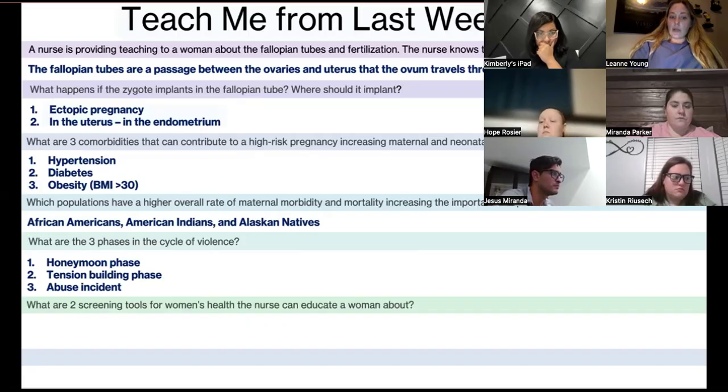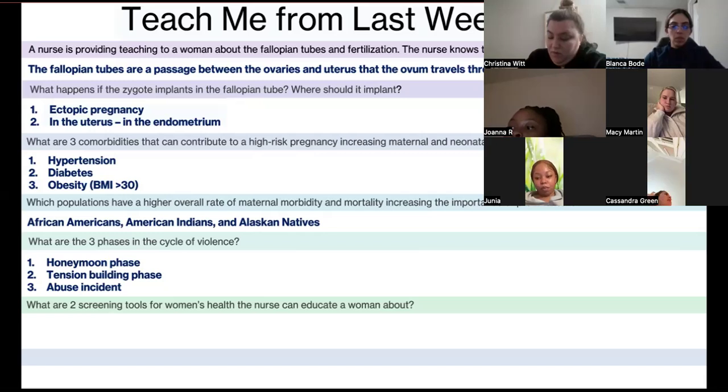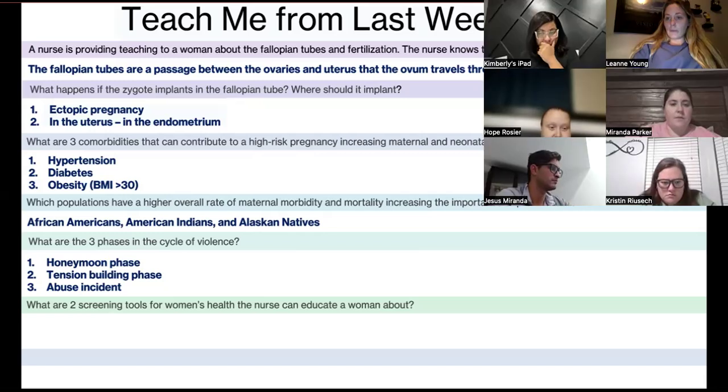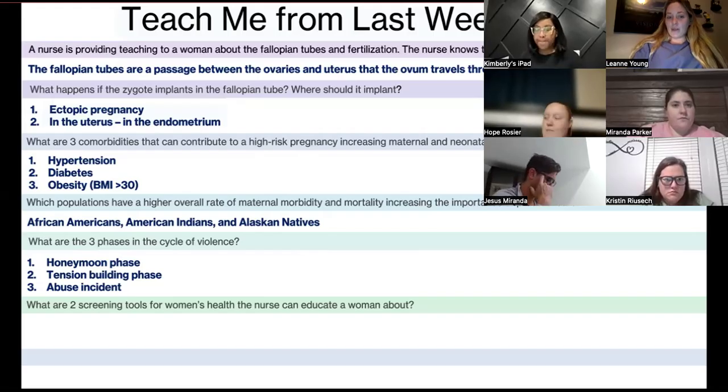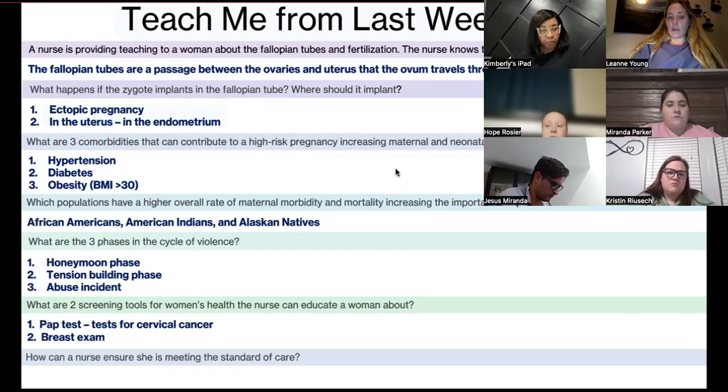What are two screening tools for women's health the nurse can educate a woman about? Mammograms. Mammograms, yep. What's another big one? Pap smears. Yeah, pap smears. So a pap test and a breast exam. We can educate our patients about that. And then how can a nurse ensure that she's meeting the standard of care?